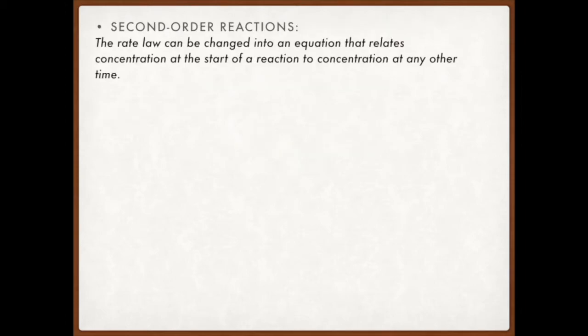Just as with the first order reaction, for a second order reaction, the rate law can be changed into an equation that relates concentration at the start to the concentration at any other time. And instead of a natural log, now we have 1 over the concentration at a specific time equals kt plus 1 over your A naught. Notice this is still y equals mx plus b format. So your y for a second order reaction is going to be 1 over At, your k will be your slope, and then your 1 over A naught will be your b, or your y-intercept.